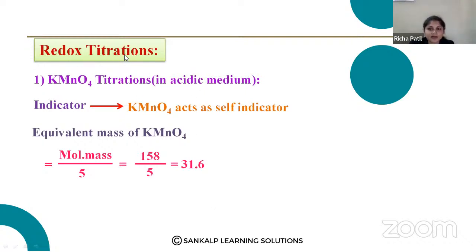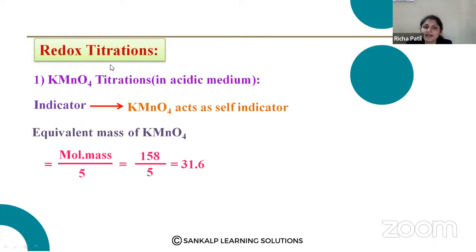In redox titration, again 2 solutions will be taken, but one solution will undergo reduction and another solution will undergo oxidation. One example is KMnO4 titration in acidic medium. KMnO4 solution is a dark purple color solution.